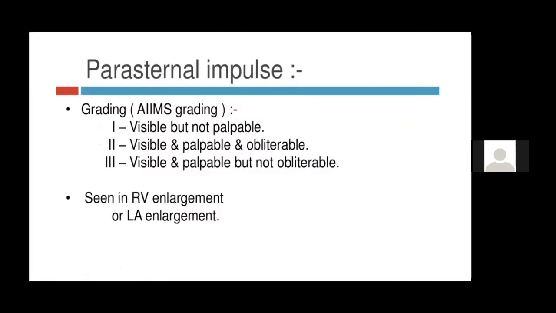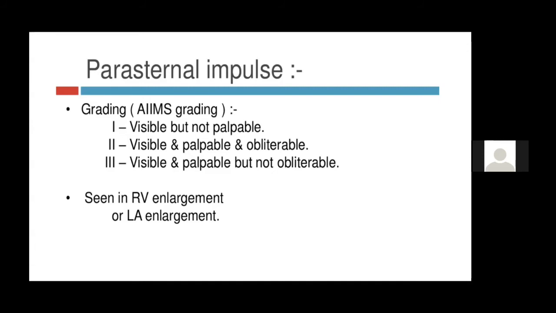Now, how do you define it? It is only in the Indian system that we define and grade a parasternal heave, because it was first described by AIIMS. So it is known as the AIIMS grading of parasternal heave. Grade 1 is visible but not palpable. It is usually seen when you put a pencil at the left sternal border. It will be just moving. So that is grade 1.